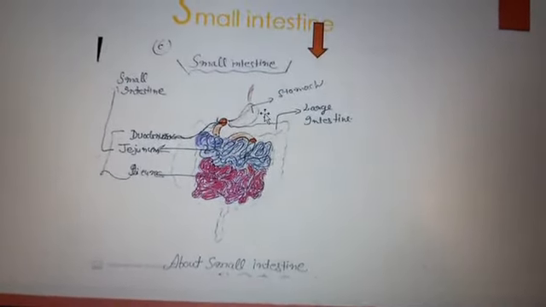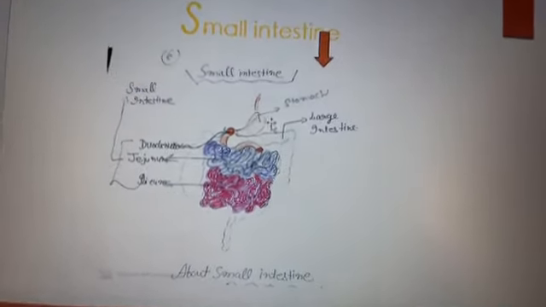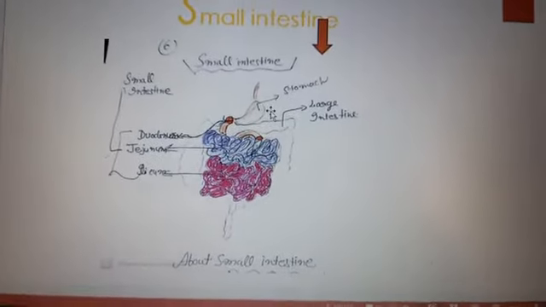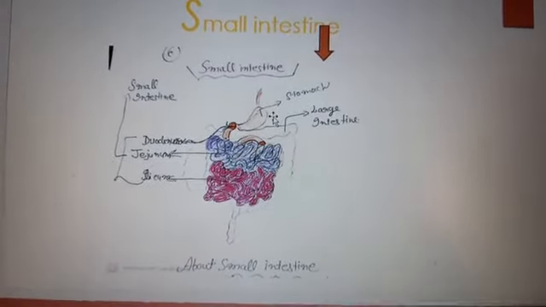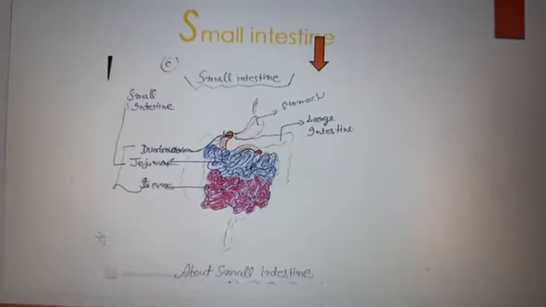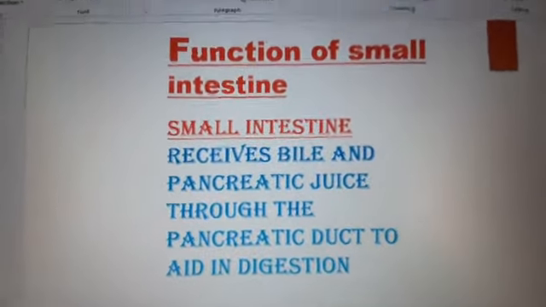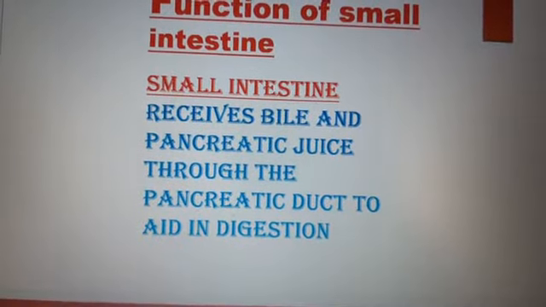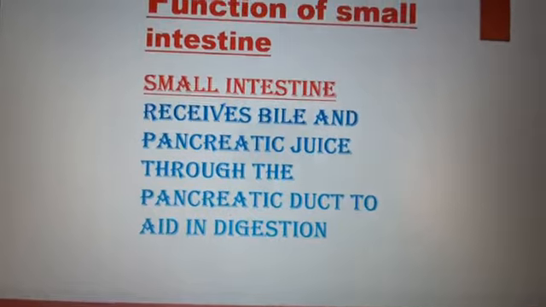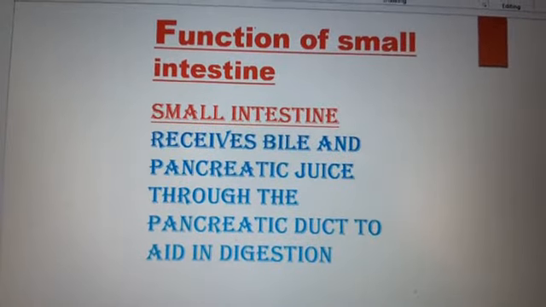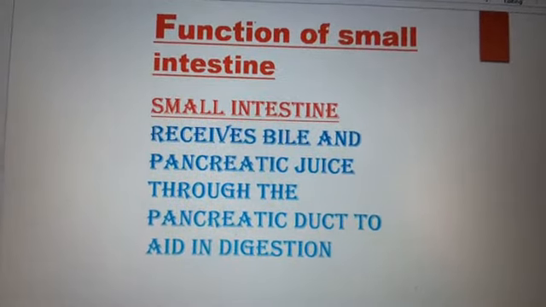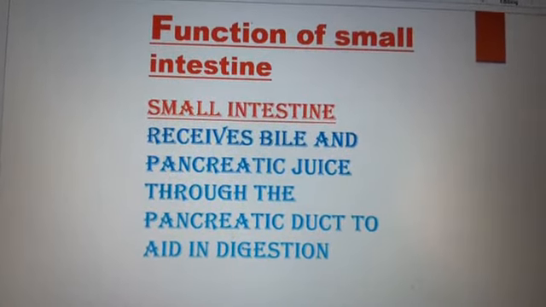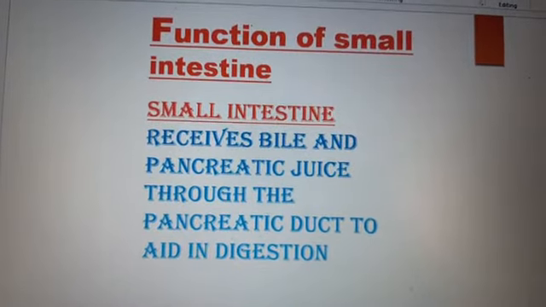Mostly nutrients are absorbed by the small intestine, which mixes with enzymes secreted by the pancreas, bile duct and gallbladder. In the next slide, the function of the small intestine: it receives bile and pancreatic juice through the pancreatic duct and aids in digestion.